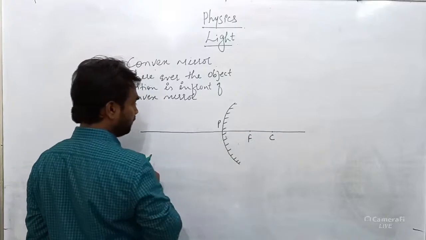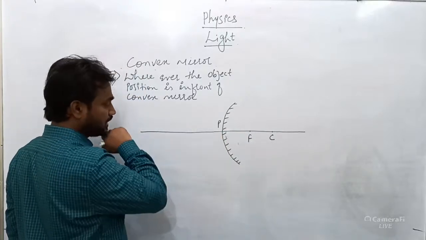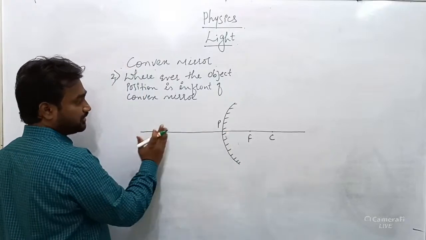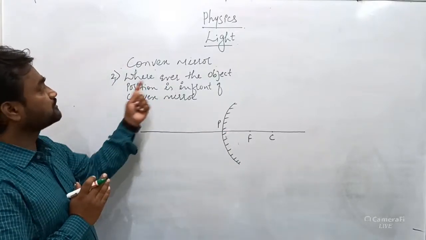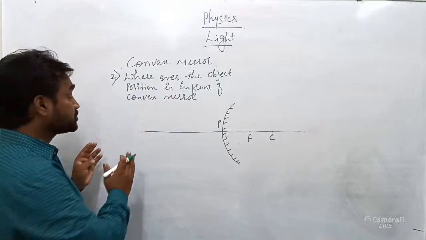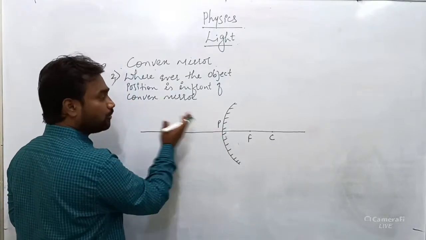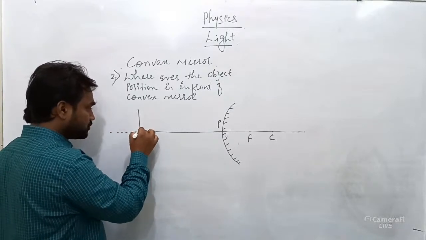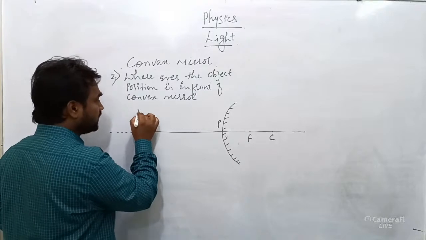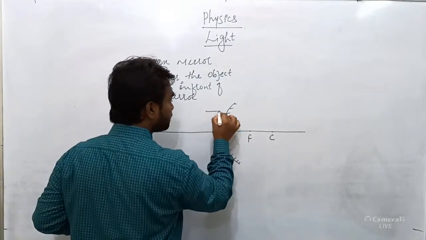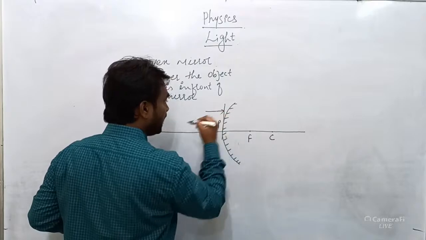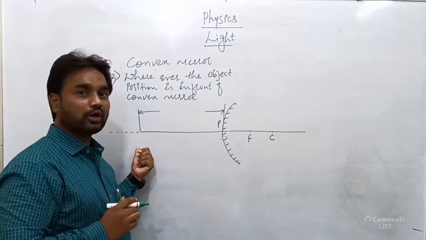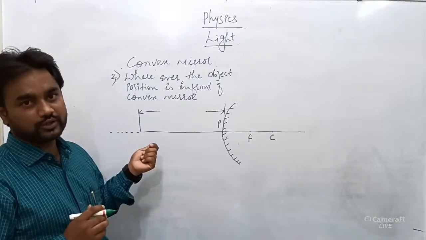Okay, so you have to make sure, or you can take a proper scale and draw. Now suppose this is the pole, and wherever you place the object in front of the convex mirror, that is between infinity and the pole, no matter where you place it. Suppose I take this as infinity, so anywhere between the pole and infinity. Let us see where we are going to get the image.